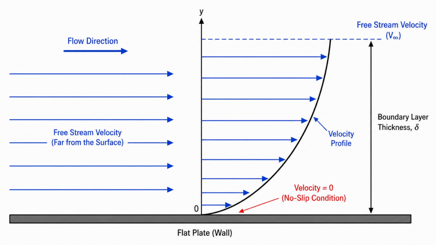The answer begins with one of the most important principles in fluid mechanics, the no-slip condition. Air is a viscous fluid. Because of viscosity, the air molecules that come into direct contact with the surface of the wing actually stick to it. This means the velocity of the air at the wall is exactly zero. However, the air farther away from the surface isn't touching the wing. It continues moving at the free stream velocity. Between these two regions, the air velocity gradually increases from zero to the free stream velocity. This gradual change in velocity creates the boundary layer.